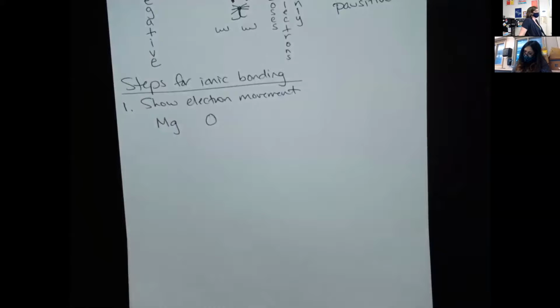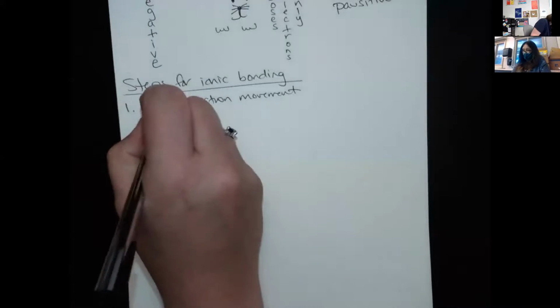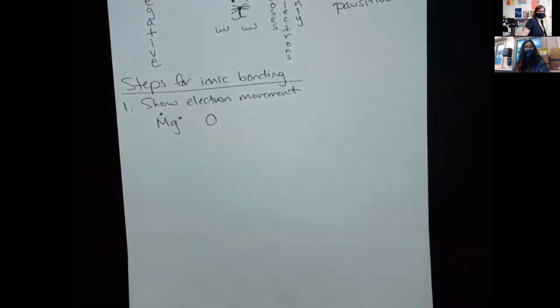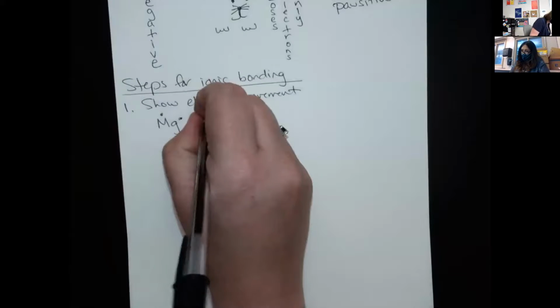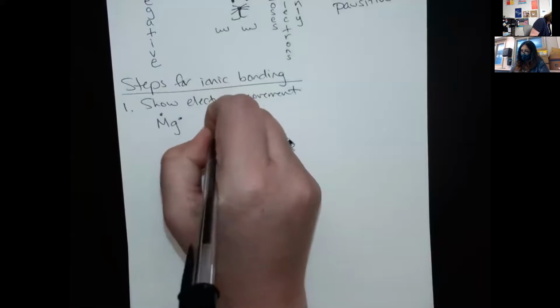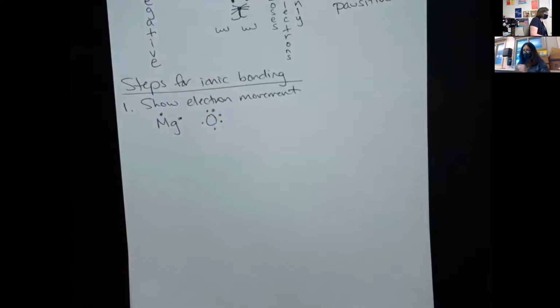How many valence electrons would we draw for the Lewis dot diagram of magnesium? 2. Good job. How many valence electrons would we draw for the Lewis dot diagram of oxygen? 6. If you ever have a question on how we're getting something, speak up. Let me know. Okay, so we know that they want to follow the octet rule.